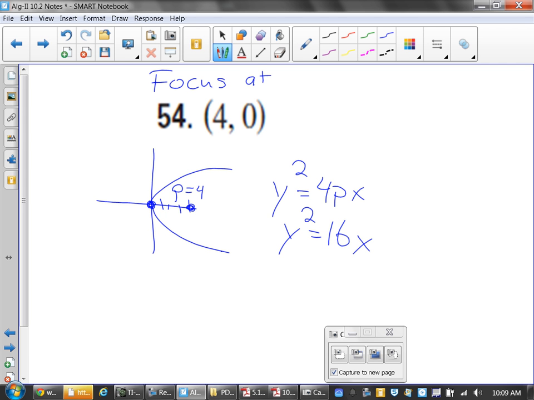Yes, ma'am? Yeah, it would be just like we just did. I'm going to give you some that have the focus, and I'll give you some that have the directrix, and I'll ask that you graph a couple. Yes, ma'am?